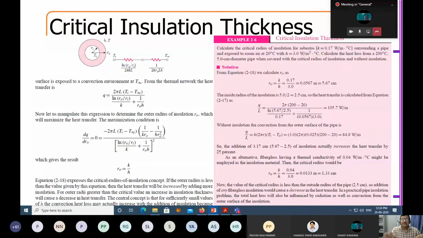In fins, you actually want more heat transfer to take place. Suppose fins are used for cooling down. Your microprocessor is getting heated up, and you want it to cool down more. So the critical insulation thickness concept, or the critical outer radius concept, is used there in order to provide more surface area where your losses are more.